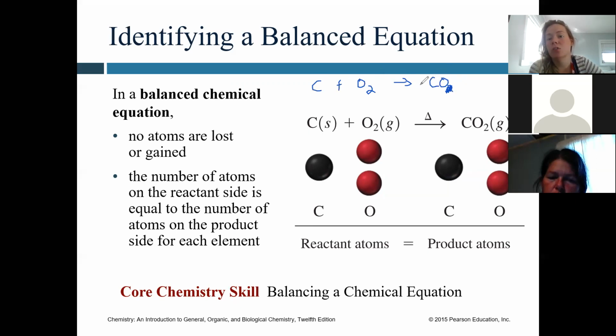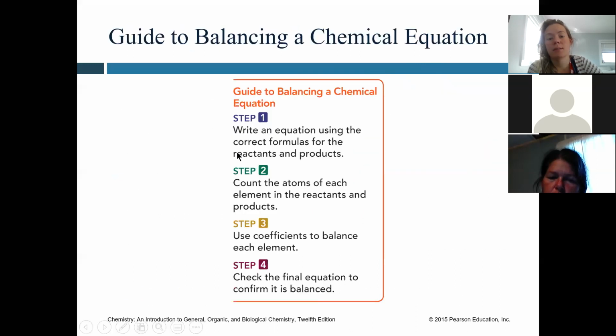The only way to change the amount is to use these things called coefficients, which we put in the front. So I would put a 2 here, and then I would put a 2 there. Okay. So when it says first step, write an equation using the correct formulas for the reactants and products, it means if it says aluminum oxide, it's got to be Al2O3. You can't do it as AlO.